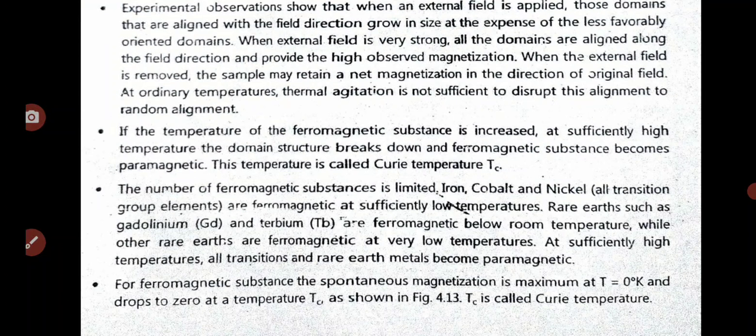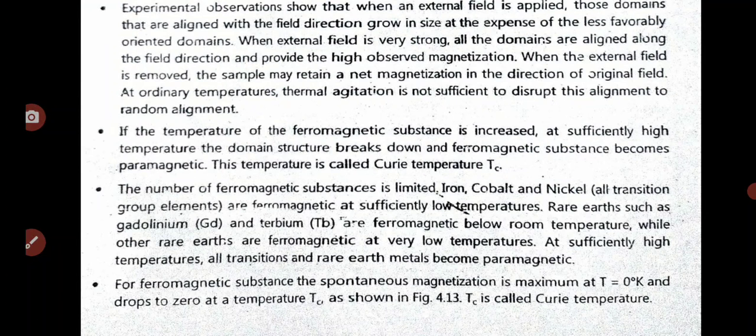If the temperature of this ferromagnetic substance is increased to a sufficiently high temperature, the domain structure breaks down, and the ferromagnetic material behaves as a paramagnetic material. The temperature at which the material changes its property is called the Curie temperature.